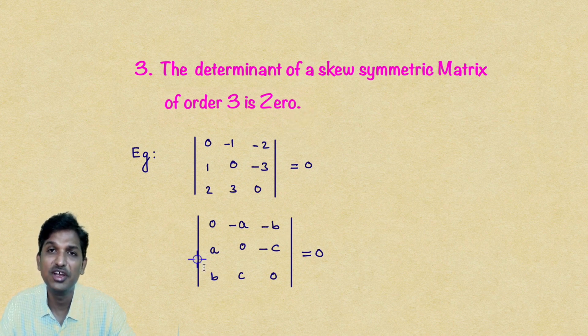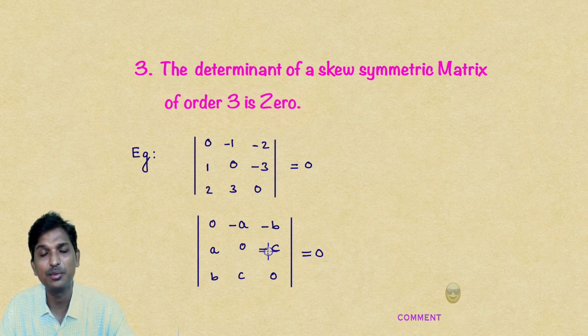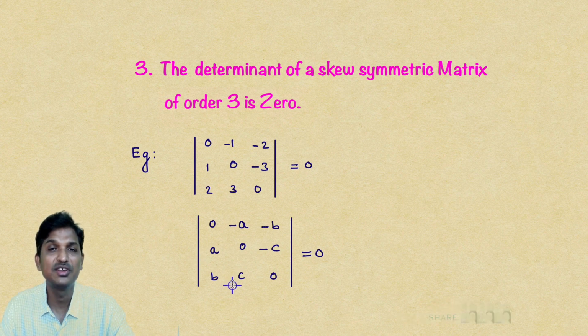Now you observe one more example. First you check whether it is a skew symmetric matrix or not. You see all these diagonal elements are 0. You observe here A, B, C. This is plus A, this is minus A. This is plus B, this is minus B. This is plus C, minus C. Definitely this is a skew symmetric matrix. So the determinant of a skew symmetric matrix of order 3 is 0.